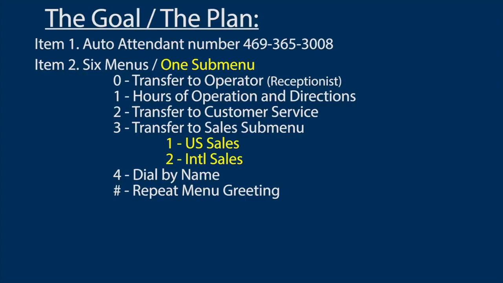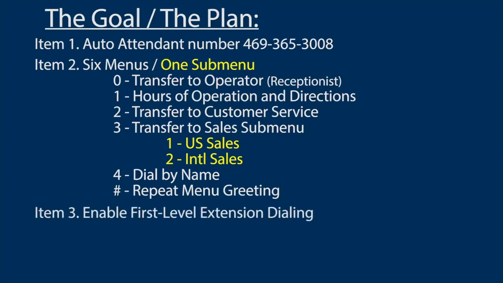3 will transfer them to sales. 4 will give them the option to dial by name. And the pound sign will repeat the menu. I also want a submenu for option 3 so that customers can select US sales or international sales. And I want the person to be able to dial an extension at any time if they know their party's number.